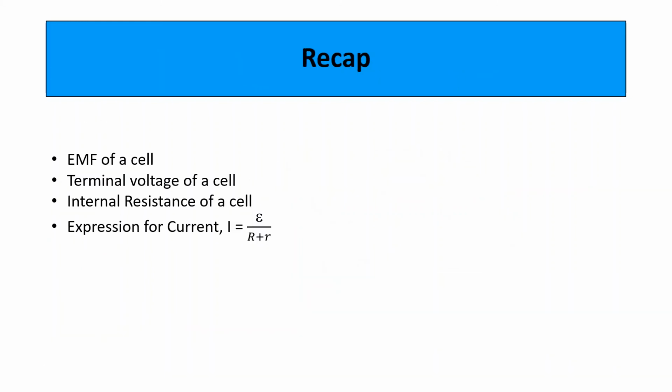In this session, we learned about the electromotive force of a cell, or EMF of a cell. EMF of a cell is represented using the letter epsilon, and it is the potential difference when the cell is in open circuit. And terminal voltage or the potential difference is represented using the letter V, and V is equal to I into R. This is the potential difference when the cell is in the closed circuit.